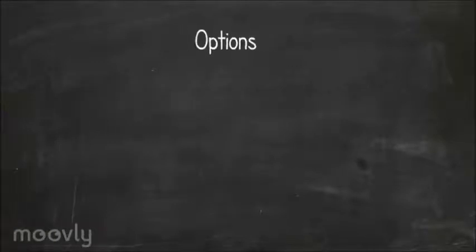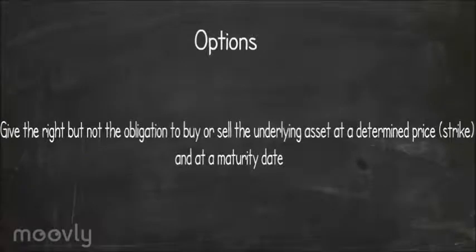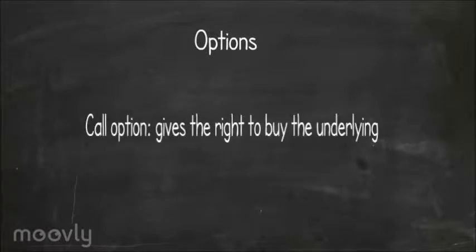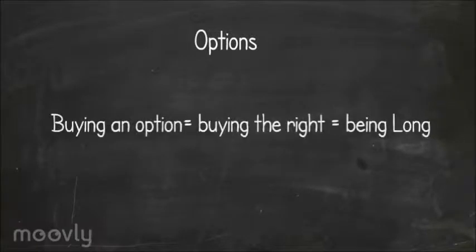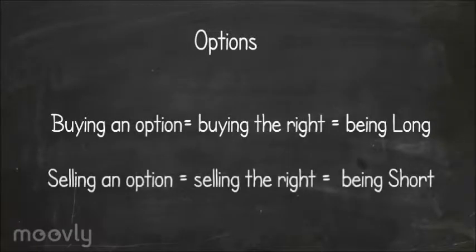Options give, in exchange for a premium, the right but not the obligation to buy or sell the underlying asset at a determined price called strike and at a maturity date. An option that gives the right to buy is called a call option. An option that gives the right to sell is called a put option. When someone buys an option, he is said to be long. When he sells it, then he is said to be short.